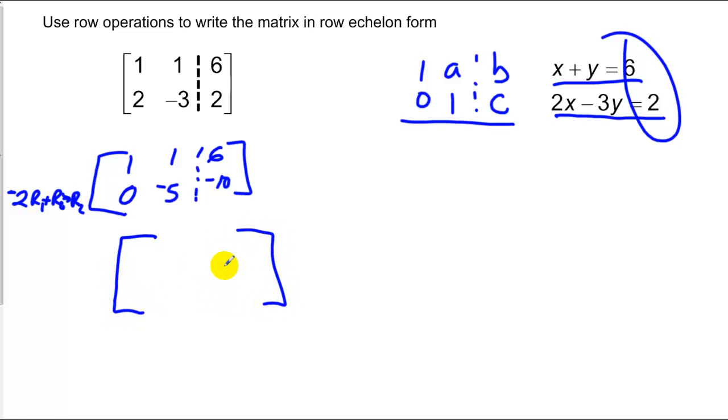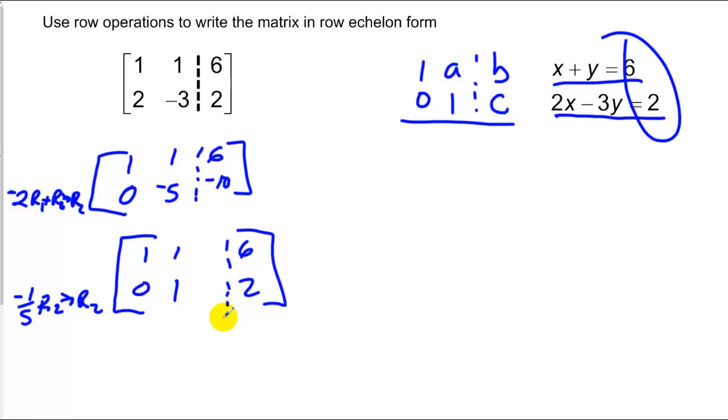Notice my top row is okay. So I'm just going to recopy that, 1, 1, 6. To make this row lead with a 1, I'm just going to multiply -1/5 times row 2 and replace row 2. When I multiply 0 by -1/5, I still get 0. Multiply -5 by -1/5, I get a +1. Multiply 10 by -1/5, and I get a +2.